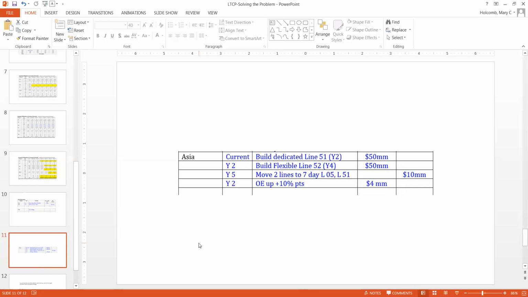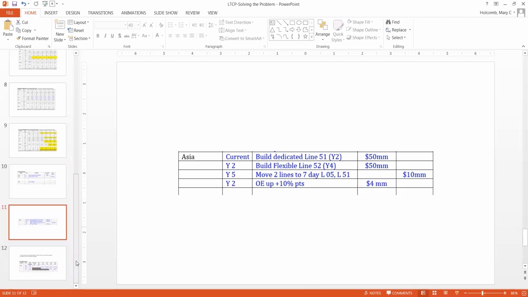In year 2, to help us also in year 3 take care of the demand that we need, we're going to increase our operating efficiency by 10 points. And so when we increase that operating efficiency, it costs us $2 million for each 5% increment, which is why we have the $4 million.